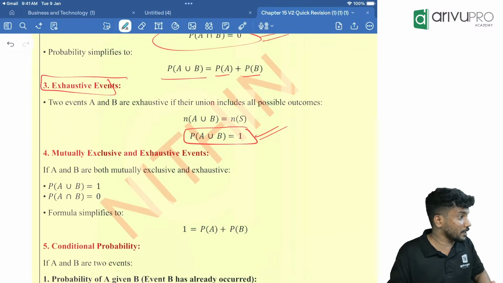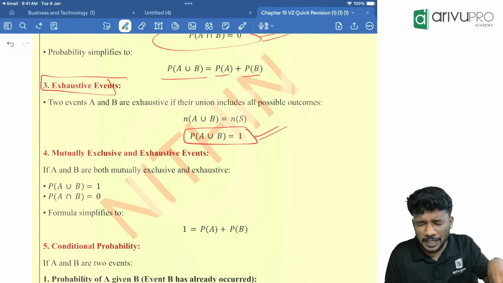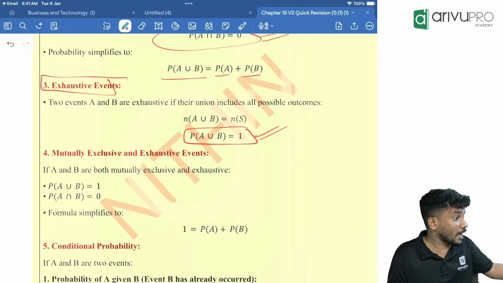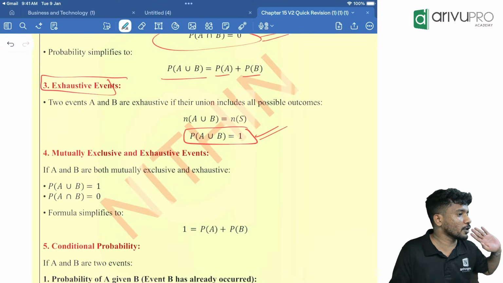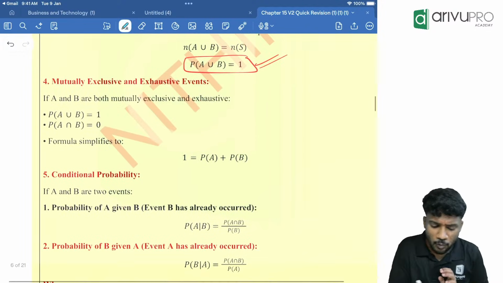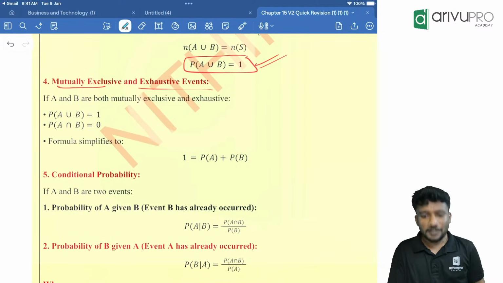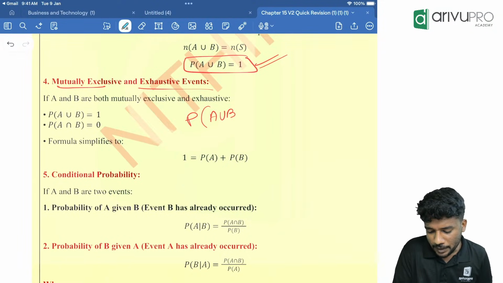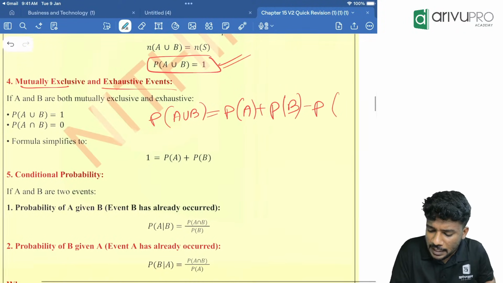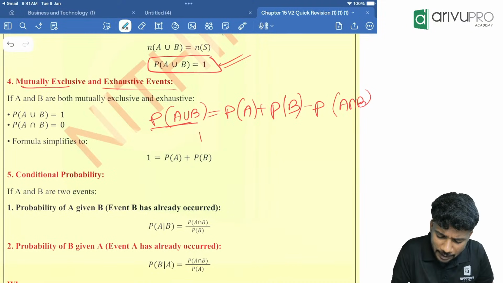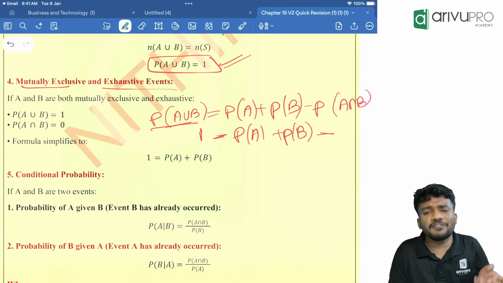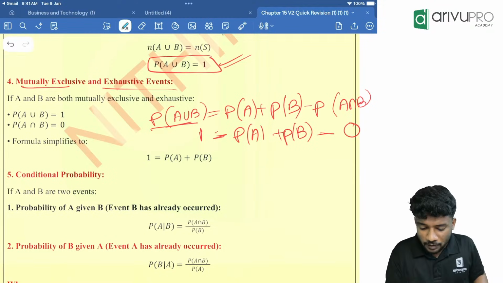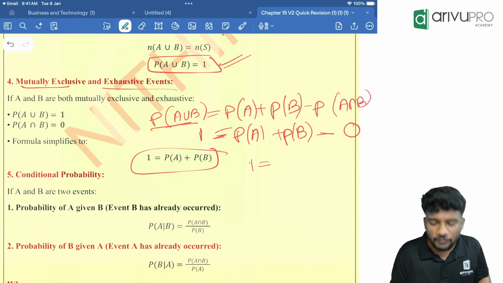Word questions, direct one word questions can be there. Okay. For an exhaustive event, what is the probability of at least A or B? Or they will ask either A or B. What is the answer? Answer is 1. P of A union B is equal to what? 1. Then, what if it is mutually exclusive and exhaustive? So the formula will be what? P of A union B is equal to P of A plus P of B minus P of A intersection B. Now people, A union B will become what? 1 because it is exhaustive. Then P of A plus P of B minus P of A intersection B will become what? 0. The answer will be what, people? 1 is equal to P of A plus P of B.